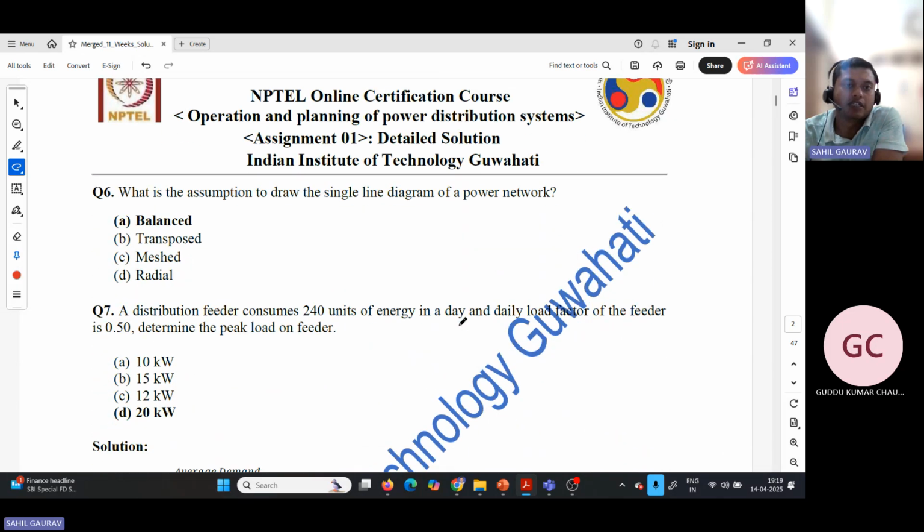What is the assumption to draw the single line diagram of a power network? So the assumption we have taken to draw the single line diagram is balanced. The network should be of balanced type.